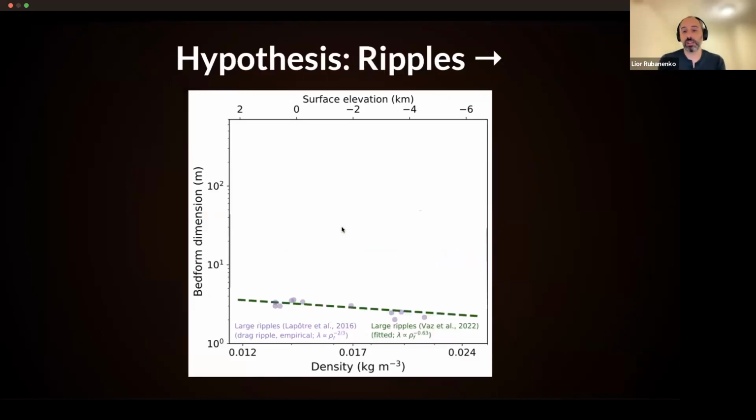And how can we test this hypothesis, this model, if it works on Mars? Well, we can measure the atmospheric density, which, as I said, is a measure of the viscosity.